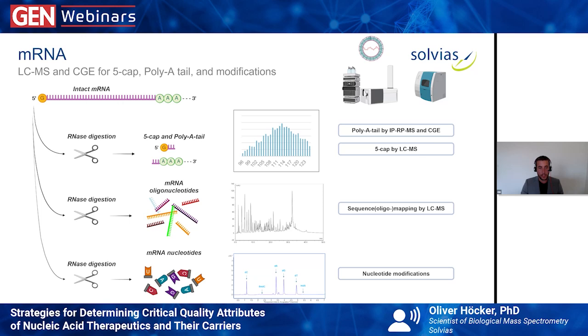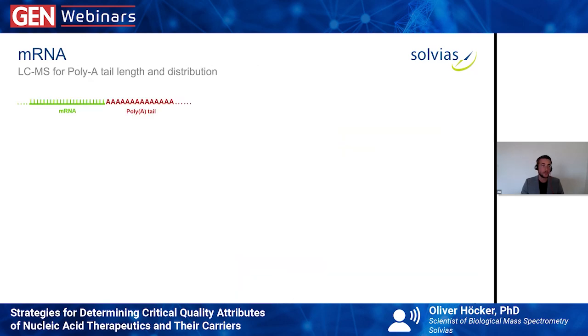Now I want to go a bit more closely into the poly-A tail determination that we can do with LCMS. So the intact mRNA has its main sequence, here depicted in green, and also the poly-A tail length that is important for the recognition and also the translation, as mentioned before, where we cannot analyze the poly-A tail length on the intact molecule. So the poly-A tail length is normally between 80 and 300 adenosines in a row. That's depending on the mRNA and the organism.